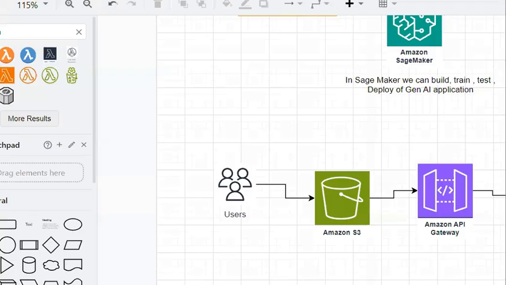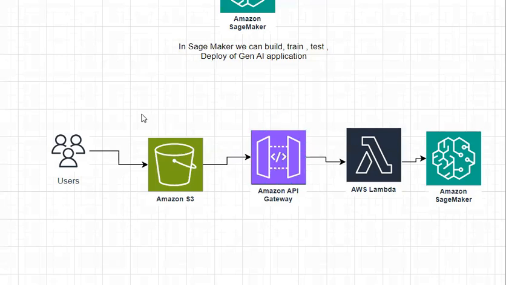So let's move back to our architecture. You can see we created our S3 bucket and we created our API gateway. We created our Lambda function. We created our backend, that is a GenAI application in SageMaker. So now what is required is we just need to test.